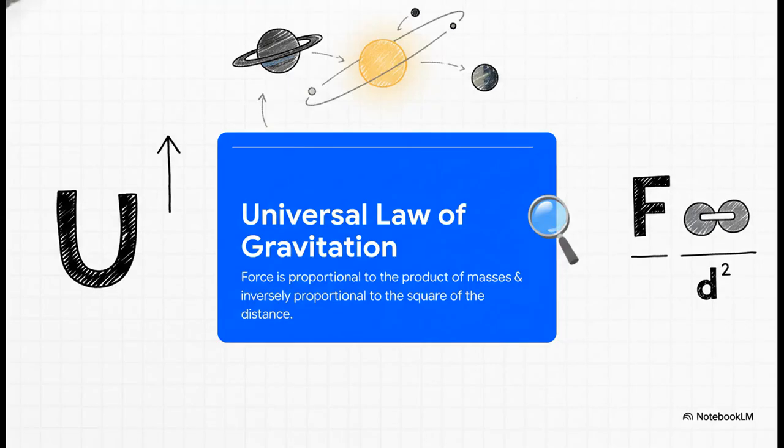Now, this is one of the most important laws in all of physics. It's a fundamental rule of our universe. For your exams, beta, you must know this definition by heart. It's called a universal law for a reason. It applies to everything, everywhere. So let's look at the formula and break it down.